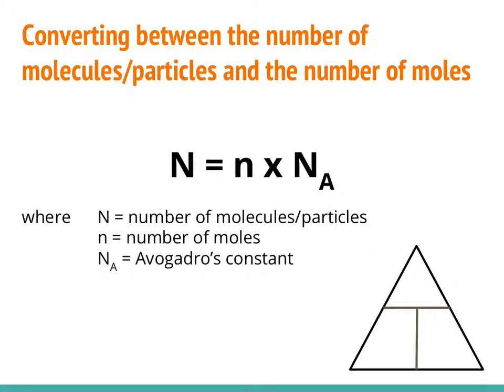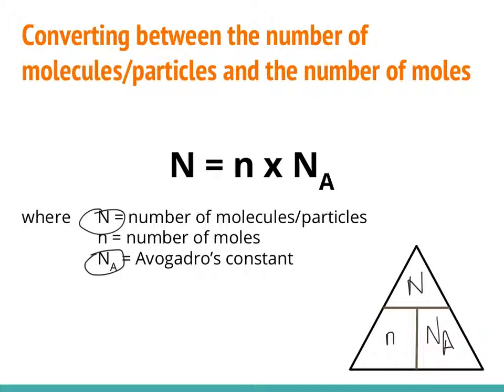We can formally define the conversion between the number of molecules or particles and the number of moles as follows. Big N is equal to little n times big N subscript A. So big N is the number of molecules or particles, little n is the number of moles, and N subscript A is Avogadro's constant. Now, if you like using triangles to figure out how to rearrange formulas, our triangle for this relationship would be as follows.